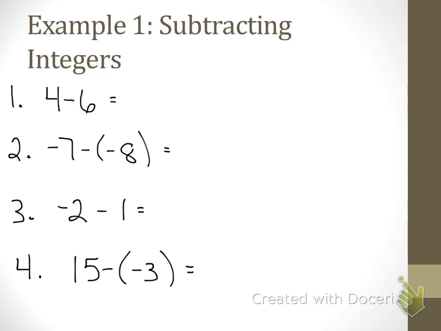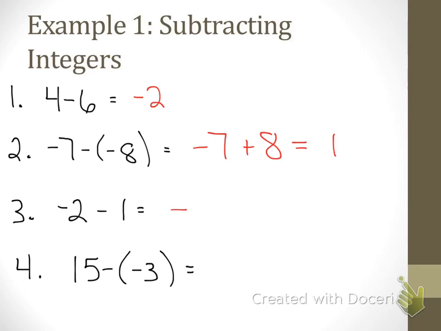What's 4 minus 6? Negative 2. All right, -2. Very good. What's number 2? 1. Okay, very good. -7 plus 8. Did you change that double negative? Yes. Did you get 1? Yes.